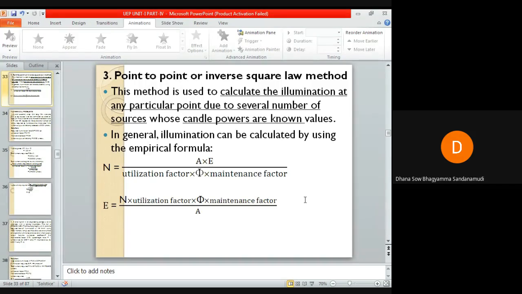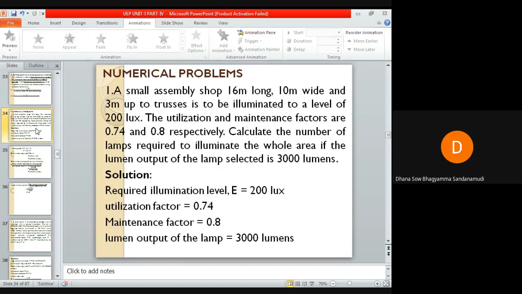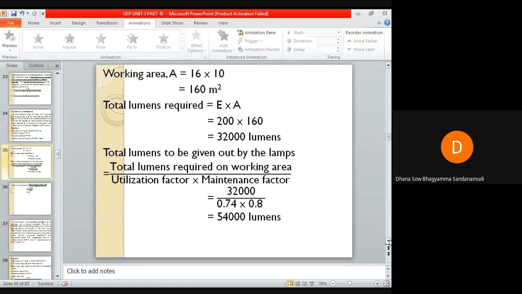There is an empirical formula to determine the illumination required. The formula is: N, the number of lumens required, is equal to the area into illumination, divided by utilization factor into the luminous flux into maintenance factor. From this formula, you can determine the required illumination. So these are the three methods usually used to determine the required illumination. Let us solve some problems on this. We have already solved this in the last class, so I'm not going to discuss this problem. We'll go for the next problem.